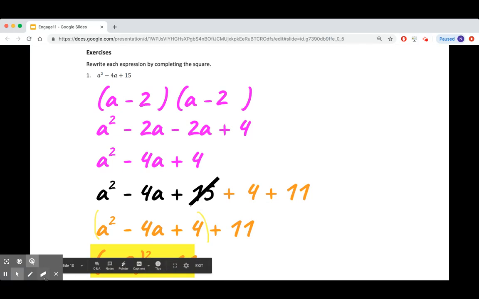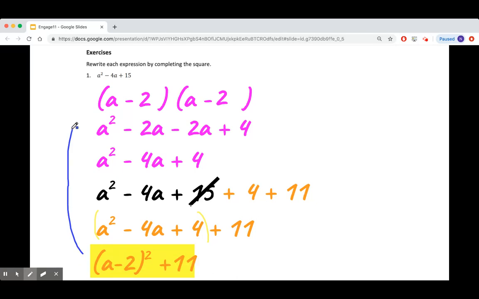This expression is exactly equivalent to our original expression of a squared minus 4a plus 15. Because remember, all I did was change plus 15 to plus 4 plus 11 and convert this component of the expression, my first three terms, into factored form.